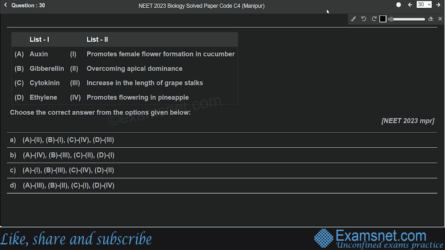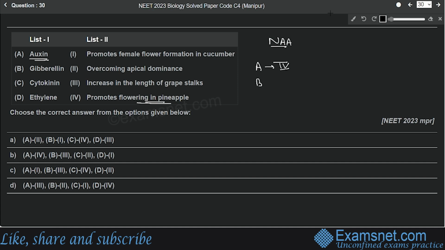Question number 30 is from the chapter Plant Growth and Development, and here we have to match the plant hormones with their functions. Okay, so the first hormone is auxin. Now there is a synthetic auxin called naphthalene acetic acid, or NAA in short. This synthetic auxin helps in promoting flowering in pineapple. Therefore, the correct match for A will be number 4.